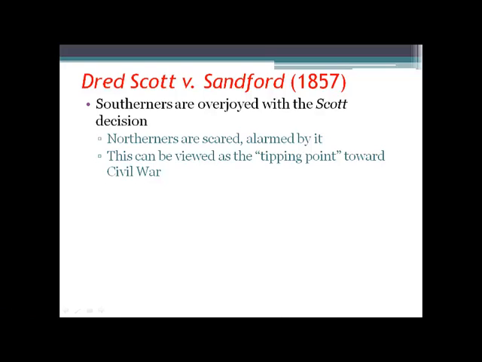How did people react to this decision? The Southerners are overjoyed with the Scott decision. They don't think that the federal government is going to take away their slaves anymore. The Northerners are scared and alarmed by it, that if we can't prevent slavery in the territories, who knows where it's going to end up. So this can be viewed as the point of no return or the tipping point toward the Civil War.